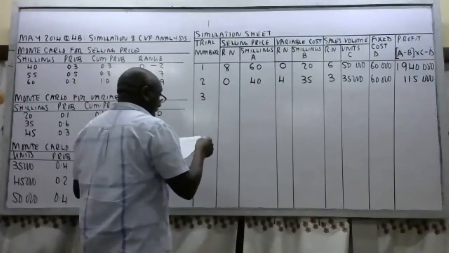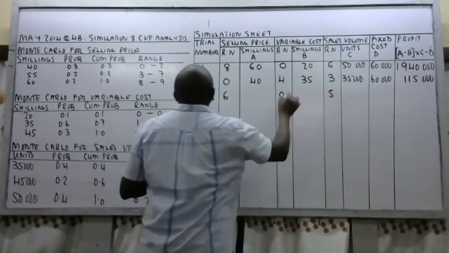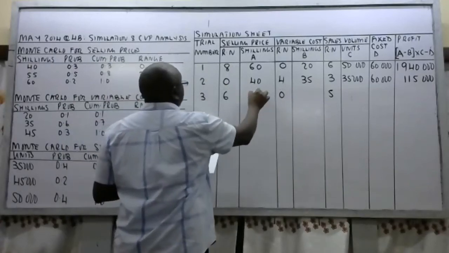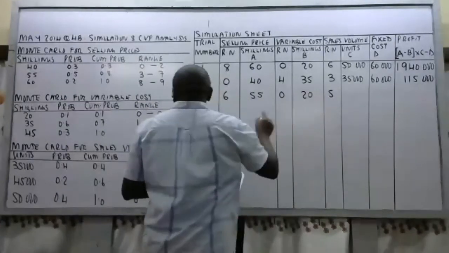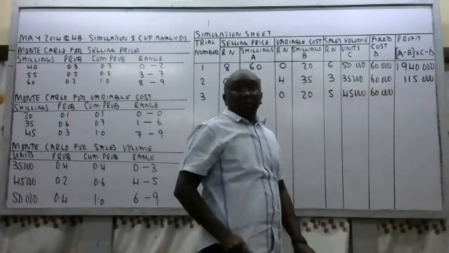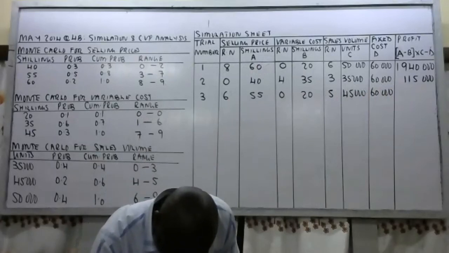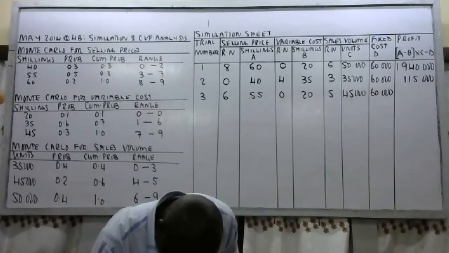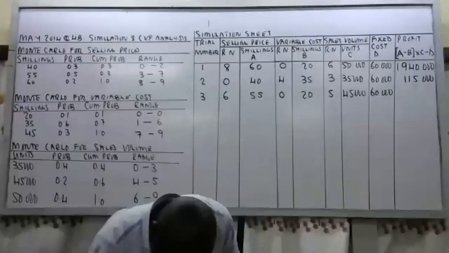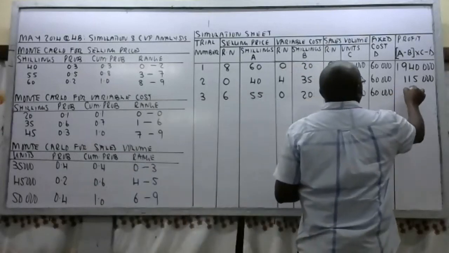Day number 3. I have 605. So 6 is giving me 55. 0 is 20. And 5 is 45,000. Fixed cost 60,000. $640,000. Good. 640,000.